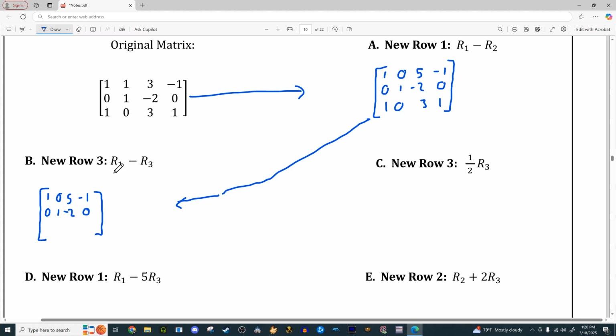To get my new row 3, I'm doing row 1 minus row 3. So I'm doing the top row here minus the bottom row there. For example, 1 minus 1 is 0, so this is going to be a 0 here. The next one, 0 minus 0, well that's 0. 5 minus 3 is 2. Negative 1 minus 1 is negative 2. So by doing row 1 minus row 3, we created the new row 3 of 0, 0, 2, negative 2.